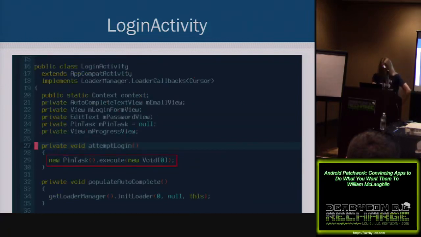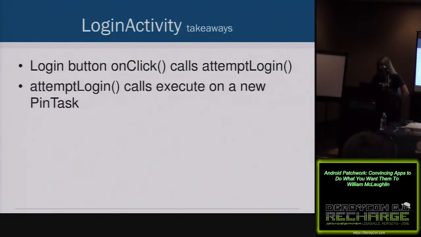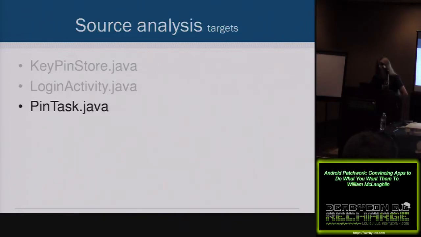The attemptLogin function is a one-line function. It calls execute on a new PinTask. All right, simple enough. We have a login button with an onClick listener that calls attemptLogin, that in turn calls execute on this new PinTask object. So clearly we want to look at the PinTask class.